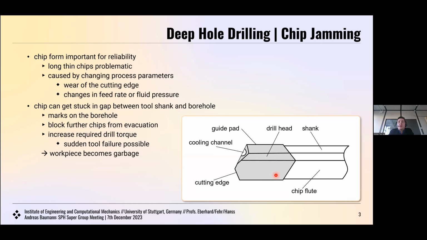Such chip jamming can occur, for example, when you have gradually increasing wear of the cutting edge, thereby producing different chip forms than you have anticipated in your drill parameters, and thereby your process is no longer as reliable as you would like it to be. And this is a problem. So our interest is in modeling this phenomenon and also the complete process to improve the drill design, to increase the reliability, and thereby for industry, of course, increase tool lifetime and decrease costs in the end. That's what it's all about.